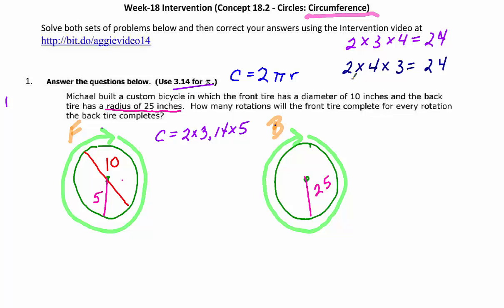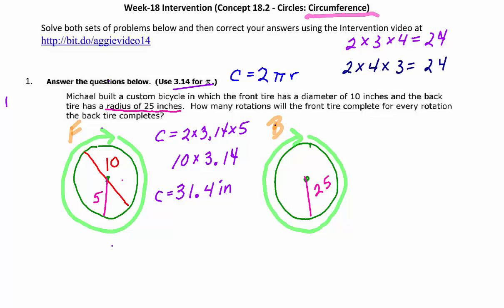The reason I'm pointing that out is it's great on this problem because I know what 2 times 5 is without any need for a calculator. 2 times 5 is 10 times 3.14. And anything times 10, you add the 0. So this front tire has a circumference that is 31.4 inches. That's my front tire.